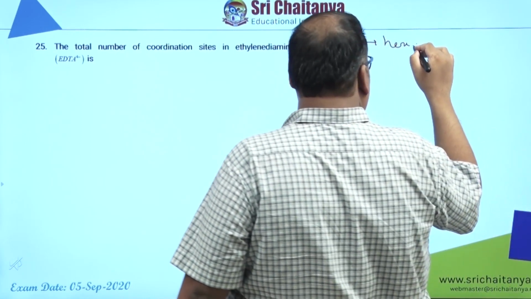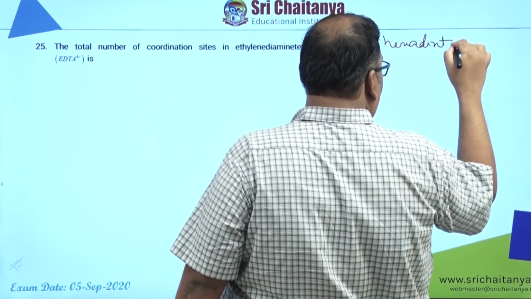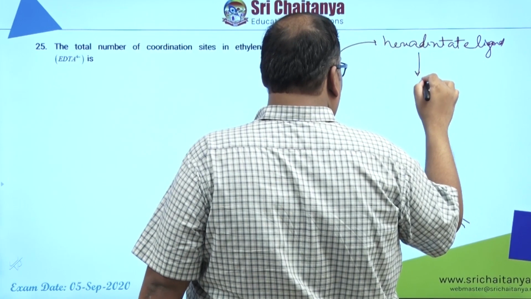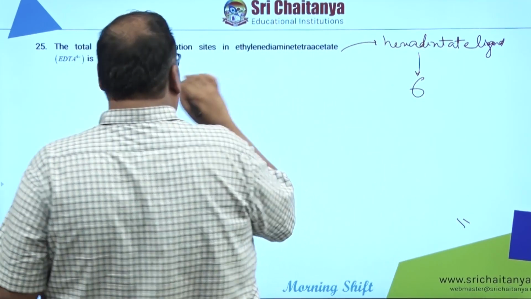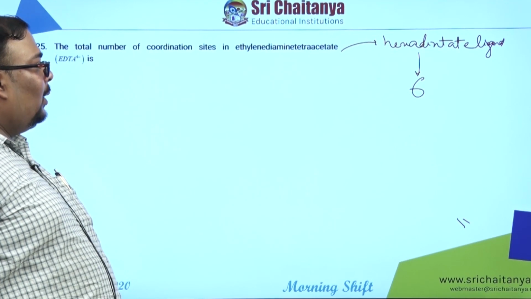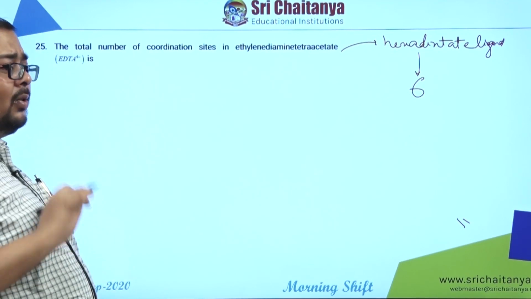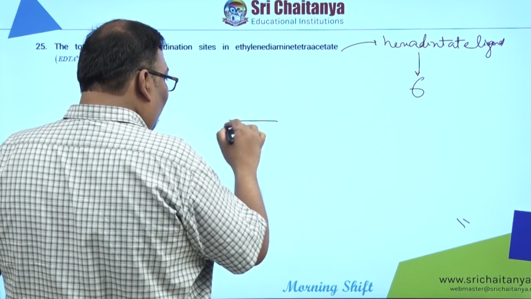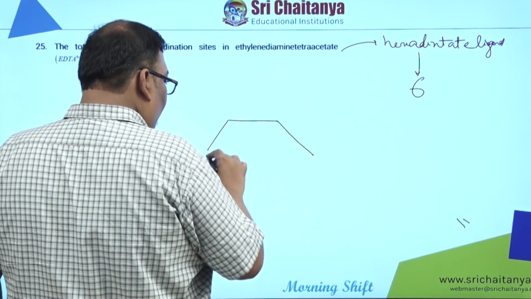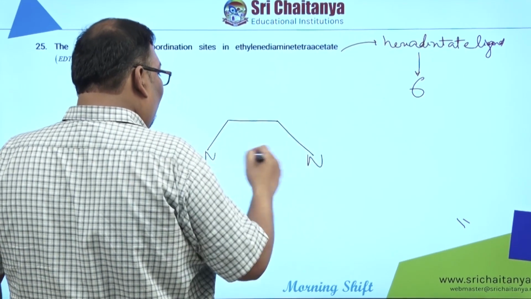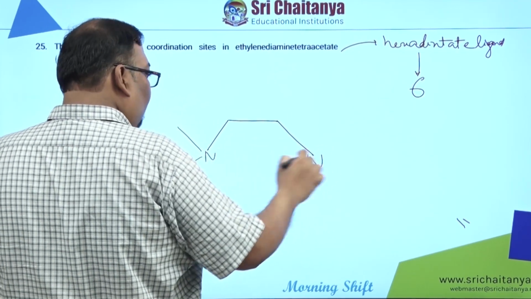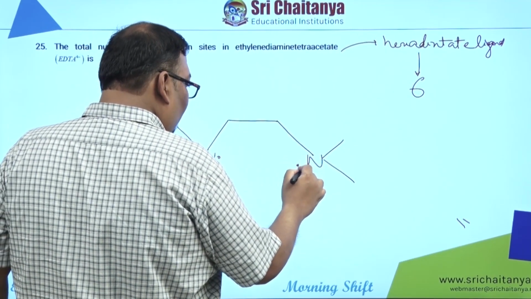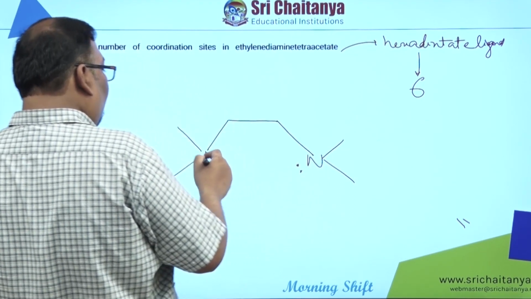EDTA4 minus is a hexadentate ligand, so its denticity will be 6. So the number of coordination sites in ethylene diamine tetraacetate should be 6. But let us look into the structure, how to find those sites. First we have to draw ethylene diamine. So this is N and this is ethylene diamine. Now this nitrogen will be having a lone pair, which is a site, a donor site.